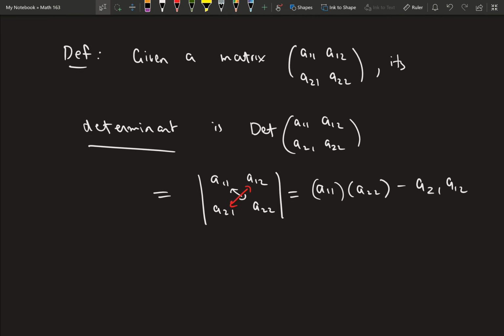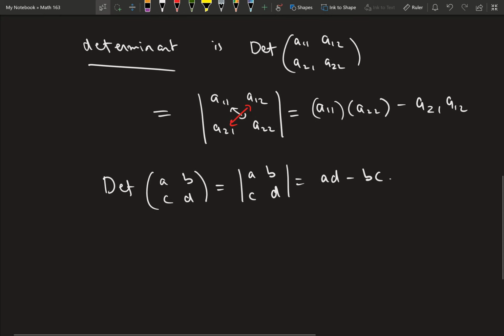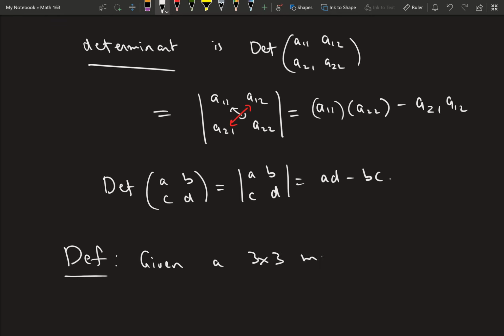A lot of times, well, maybe it's easier to see this way. Let's write the determinant of A, B, C, D in this form, and this is just AD minus BC. It's also maybe a little bit cleaner way to write it. So this is the determinant for a 2 by 2 matrix. Before I jump to the 3 by 3 case, let's do a little example here.